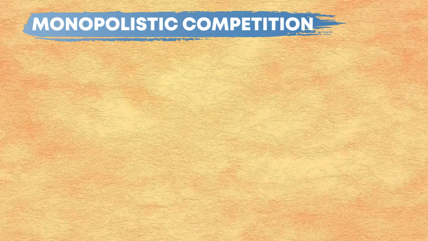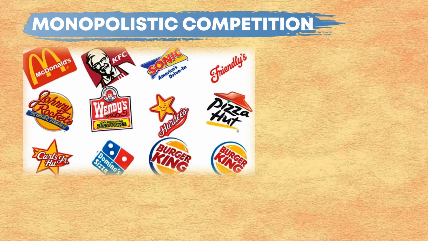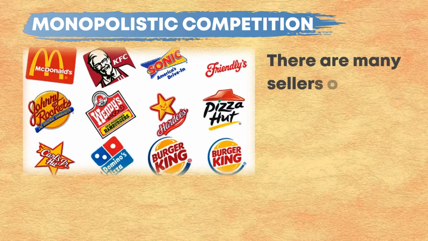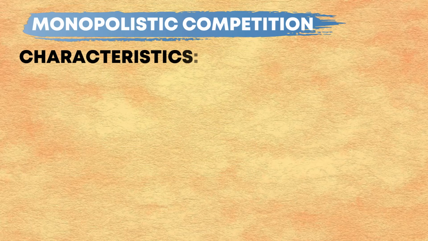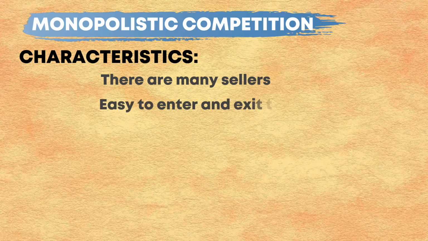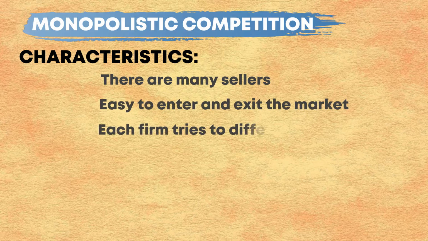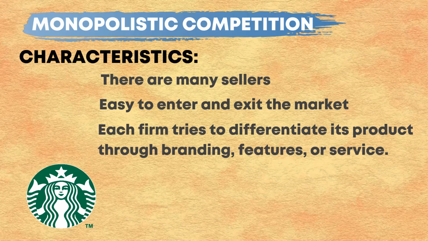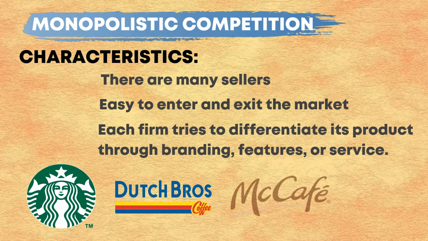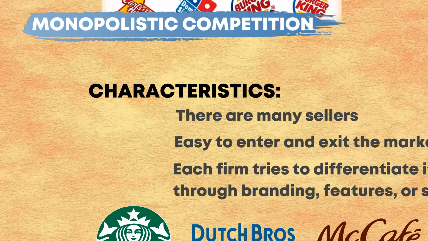Now, let's talk about monopolistic competition. This one's a mouthful, but it's actually super common. Here, there are many sellers offering similar but differentiated products. Some characteristics include that there are many sellers, easy to enter and exit the market, and each firm tries to differentiate its product through branding, features, or service. Think of all the coffee shops. They all sell coffee, but they each strive to be unique.